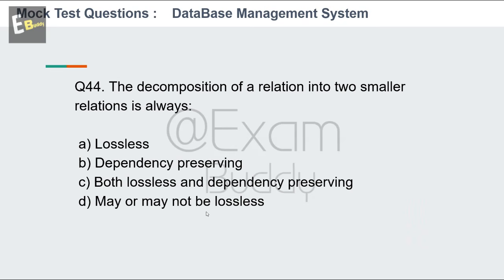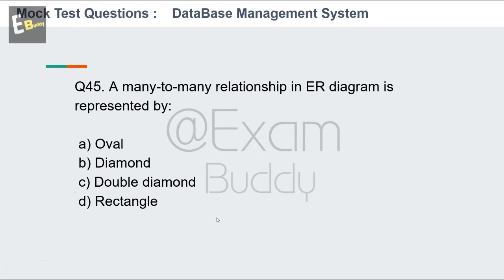And the answer is D, may or may not be lossless. Now let's go to our question number 45. A many to many relationship in ER diagram is represented by, so these are the options: oval, diamond, double diamond, rectangle. So your time starts now.